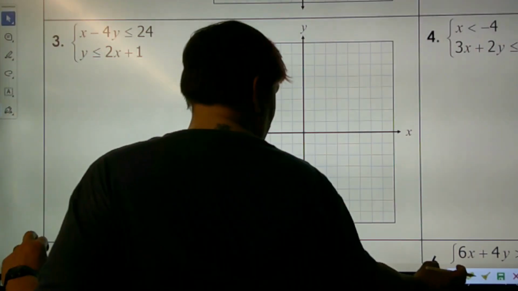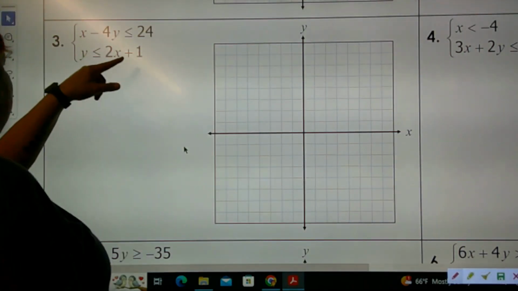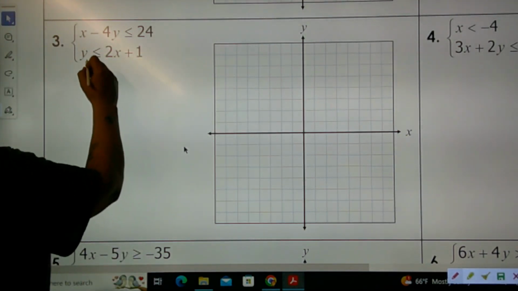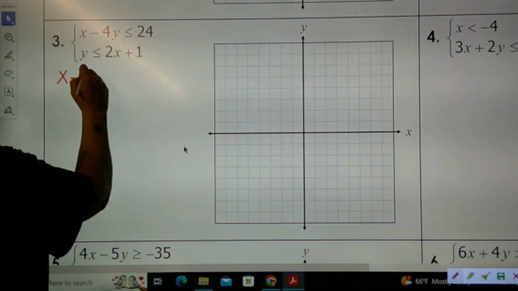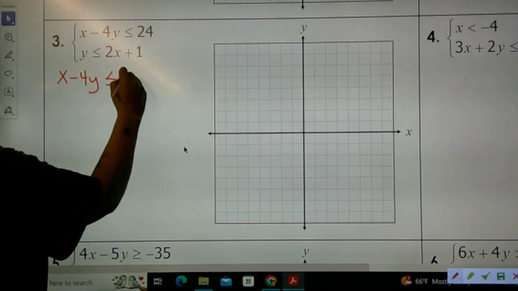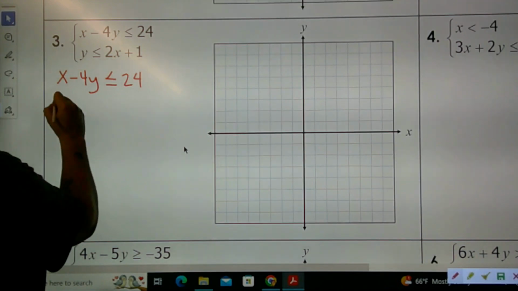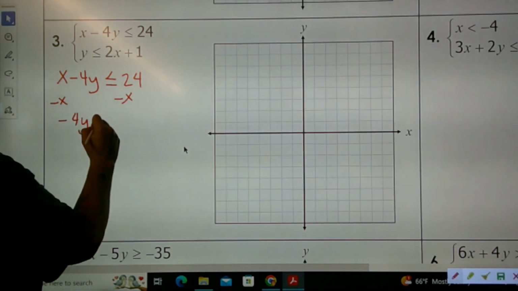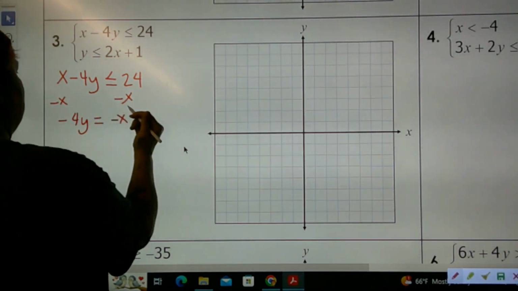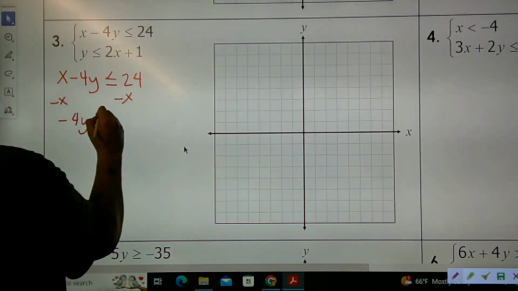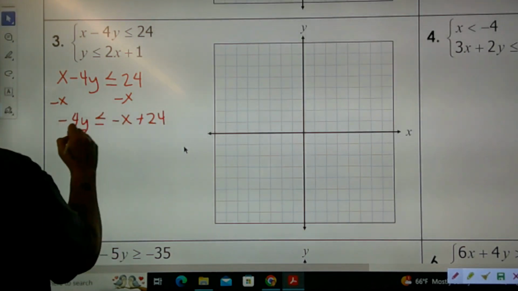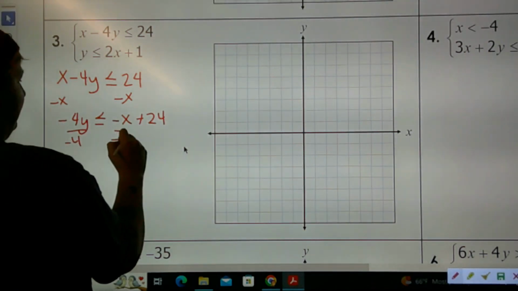Alright, again, this one is in slope-intercept form, this one is not. So let's rewrite that one. Let's convert it. x minus 4y is less than or equal to 24. Subtract x from both sides, and -4y is less than or equal to -x plus 24. We're dividing by a negative, so we're going to flip the symbol.